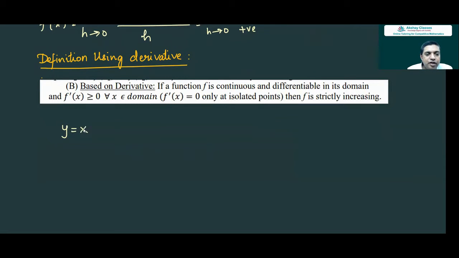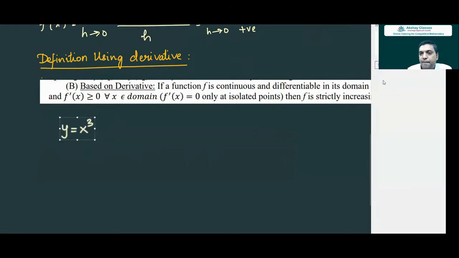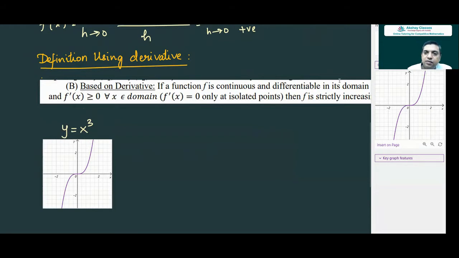Now, sometimes it so happens that at some isolated points, f dash x can be equal to 0. So, for example, y equal to x cube. Let us take this example. This is a very important example to understand monotonicity. So here we see, this is the function f of x equal to x cube.